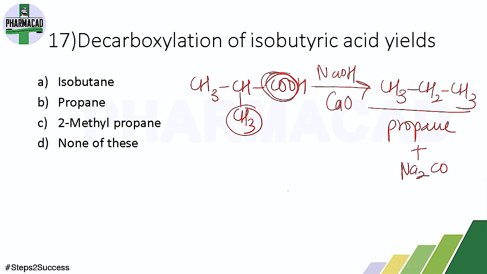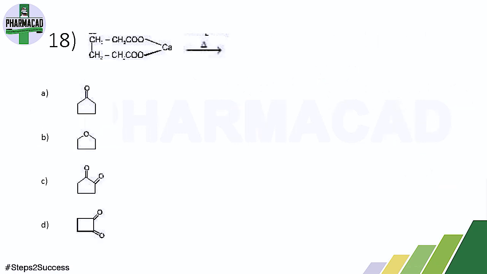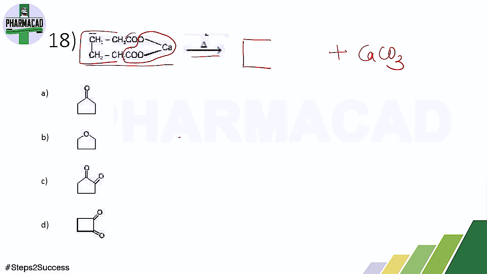Next question. This is the calcium salt of an anhydride. On heating, what will happen? This COO Ca will be removed as CaCO3, and this 4-membered chain and this CO will form this 5-membered ring with a keto group. That is option A.